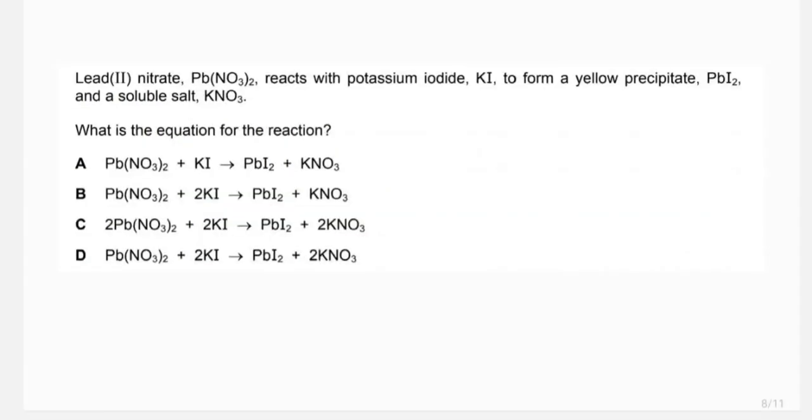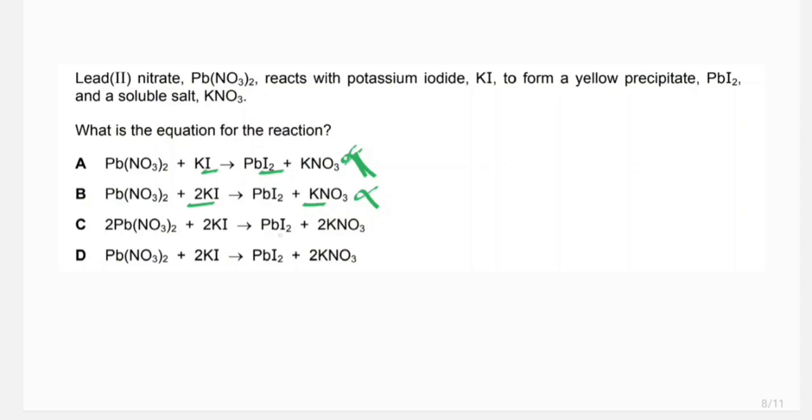Lead nitrate reacts with potassium iodide to form a yellow precipitate, lead iodide, and a soluble salt, potassium nitrate. So it's about balancing equations. So we know that the first one, lead nitrate plus potassium iodide, clearly there is only one I, there are two I, wrong. The second one, 2 potassium, only 1 potassium, wrong.